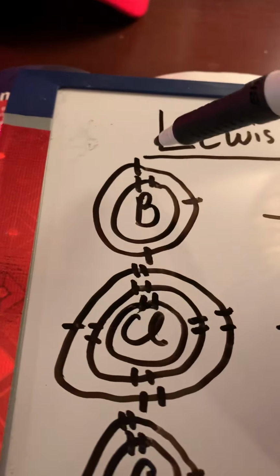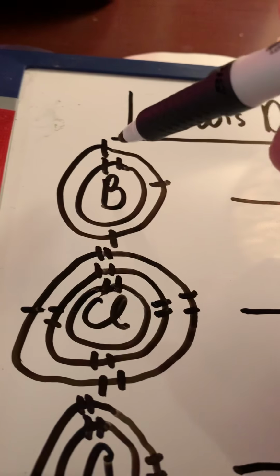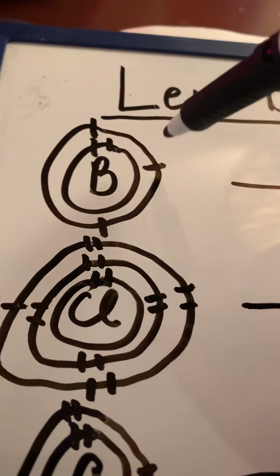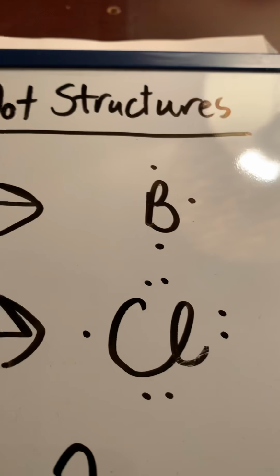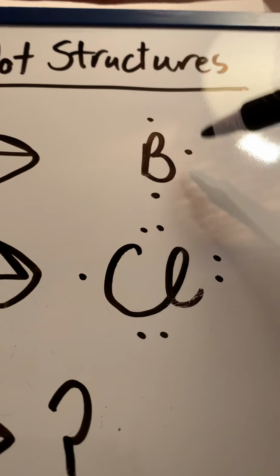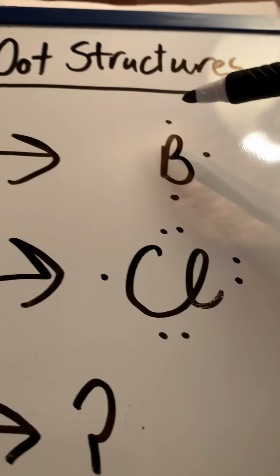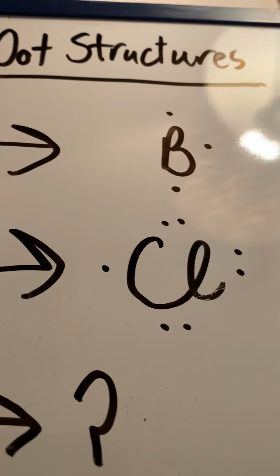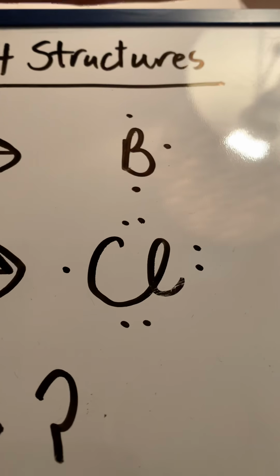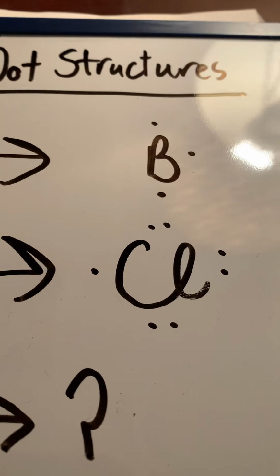So the inside orbital, since the inside one always has 2, it's actually full. But the outside, 1, 2, 3, only has 3. So to make the Lewis dot structure, we go over to it. We, of course, have the symbol B for boron. 1 electron, 2 electron, 3 electron. That simple. Very, very easy.